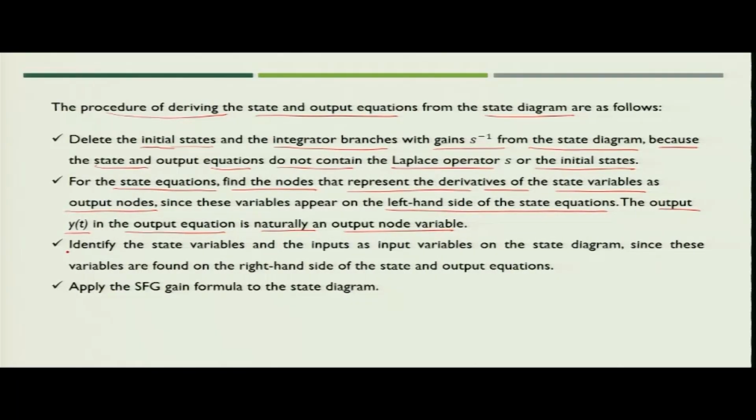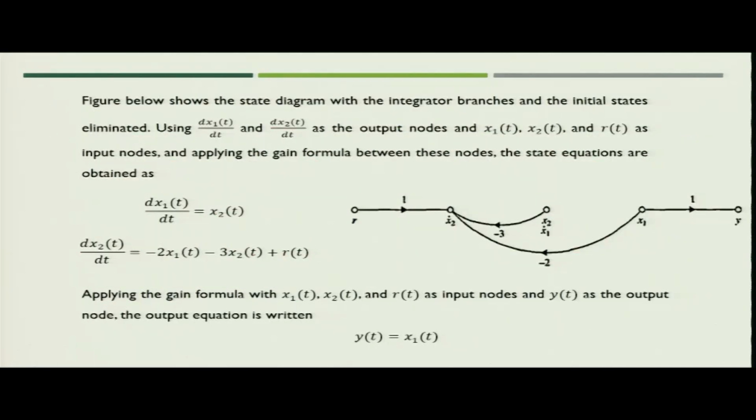Next, we identify the state variables and the inputs as input variables on the state diagram, and these variables are found on the right side of the state as well as the output equation. Finally, we apply the signal flow graph gain formula to the state diagram. Let us take one example so that we can understand how we can find the state and output equation with the help of a state diagram.